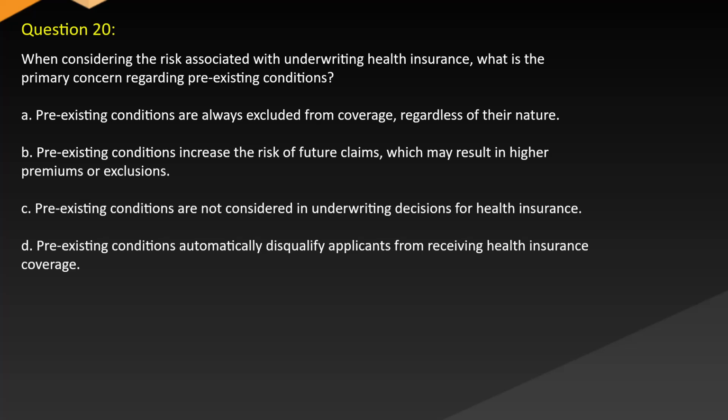Question 20. When considering the risk associated with underwriting health insurance, what is the primary concern regarding pre-existing conditions? A. Pre-existing conditions are always excluded from coverage, regardless of their nature. B. Pre-existing conditions increase the risk of future claims, which may result in higher premiums or exclusions. C. Pre-existing conditions are not considered in underwriting decisions for health insurance. D. Pre-existing conditions automatically disqualify applicants from receiving health insurance coverage.